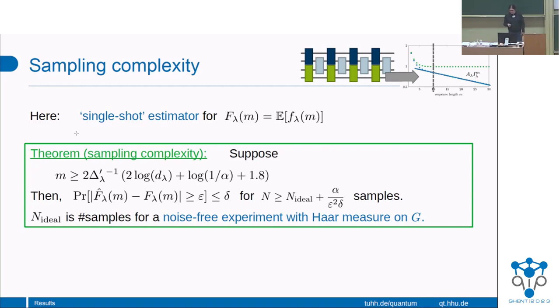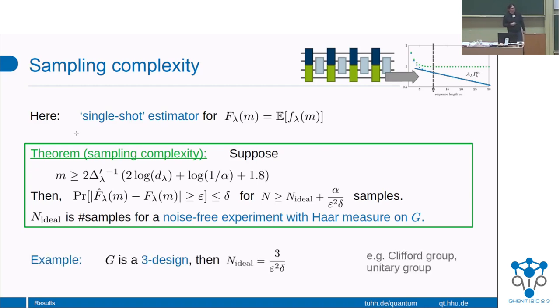So this looks a bit convoluted, so let me give an example. If you have a unitary 3-design like the Clifford group or the unitary group, it's very well known that this N ideal, you can compute it using some Haar integrals, is 3 over epsilon squared delta. And now the theorem says that even if you add noise and if you sample non-uniformly, the worst thing that can happen is that your numerator gets modified by some alpha. And by choosing the sequence length, you can actually make this alpha arbitrarily small. But here it would also be fine to just choose alpha equals 1, for instance.